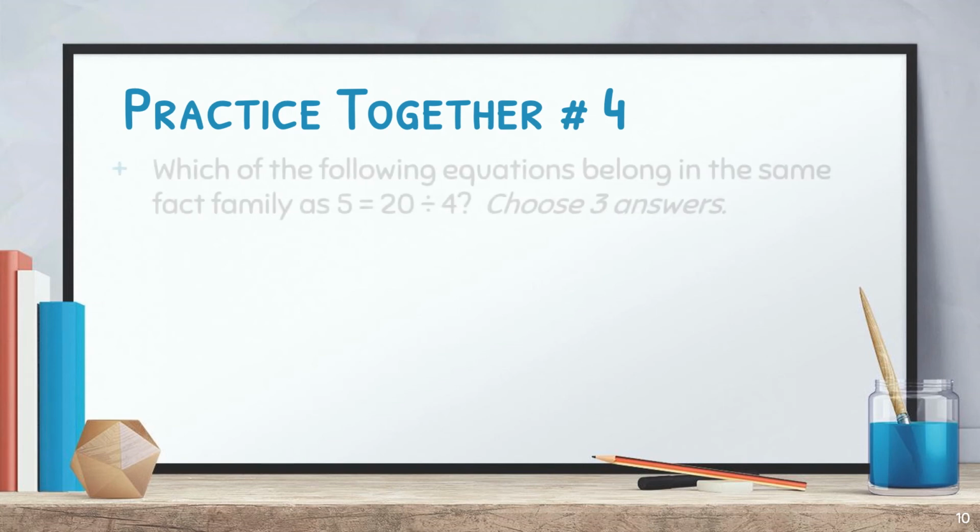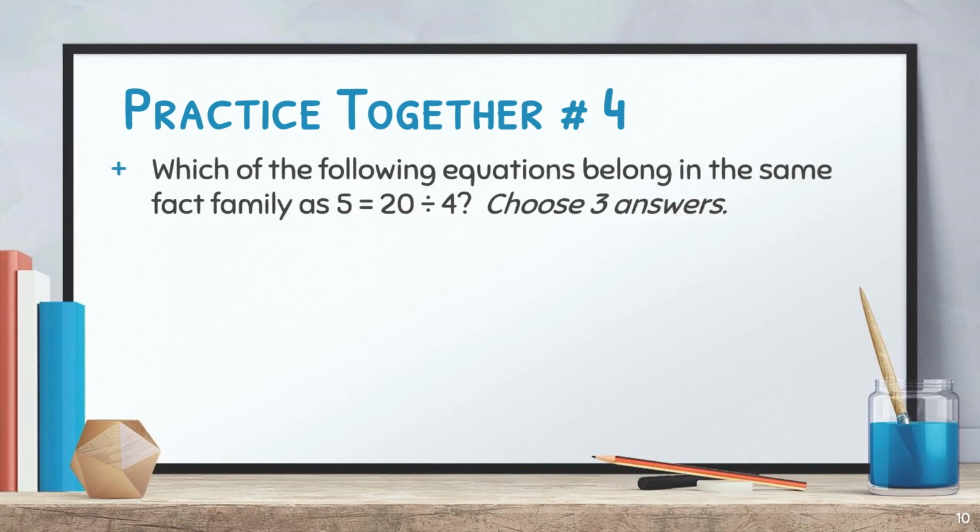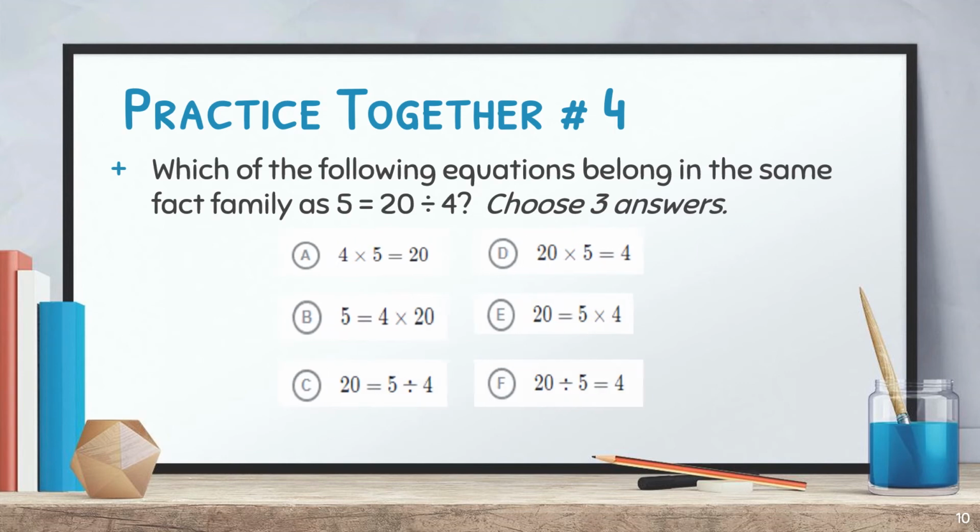All right, practice number 4. Which of the following equations belong in the same fact family as 5 equals 20 divided by 4? Choose 3 answers. So this is a multiplication and division fact family using 20, 5, and 4. You select your answers, and when you come back, I'll show you what those are.